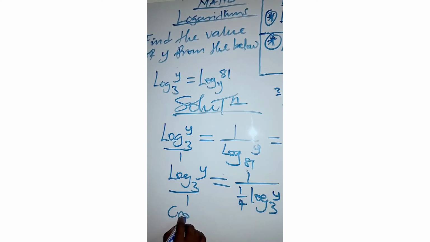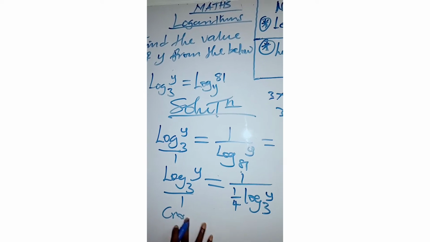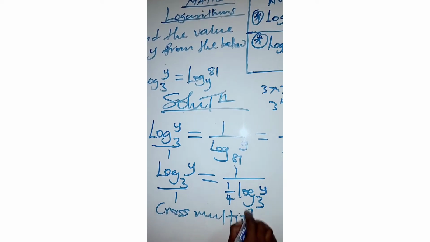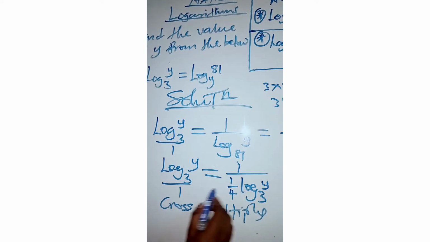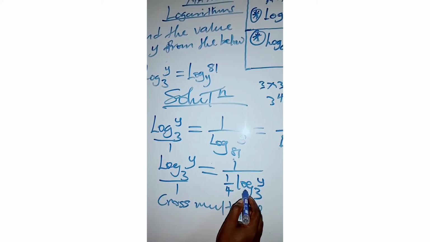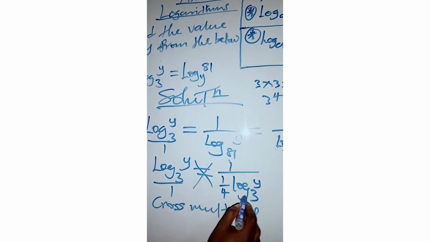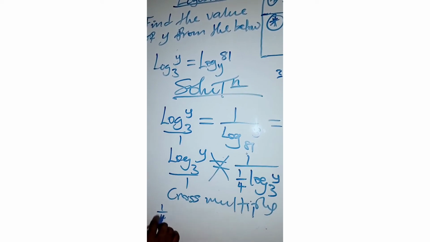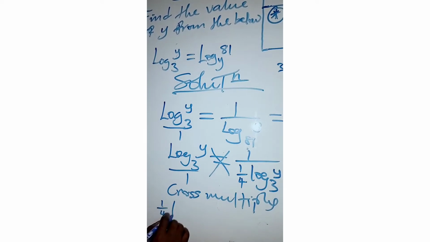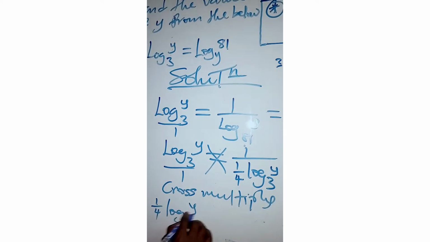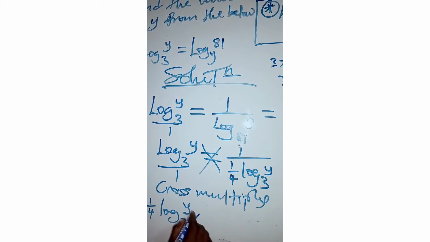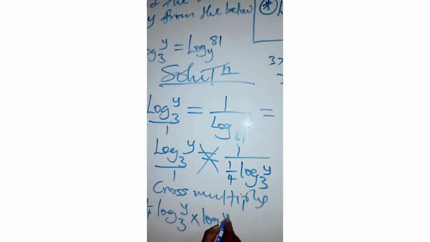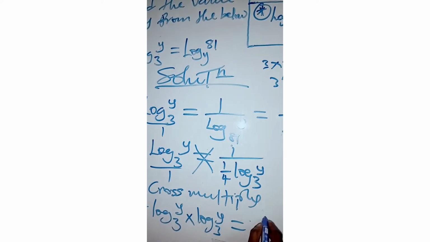If we cross multiply here, then we are going to have this to be equal to, if we cross multiply, it means this will multiply this. This is what it means. This will multiply this. Then we are going to have 1 over 4 log y over 3. This multiplying log y base 3 is equal to 1 times 1. That's going to give us 1.